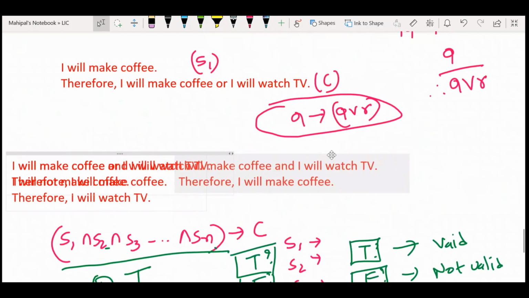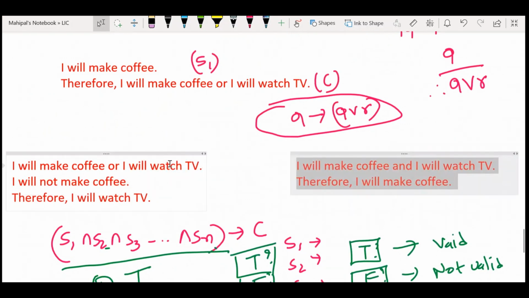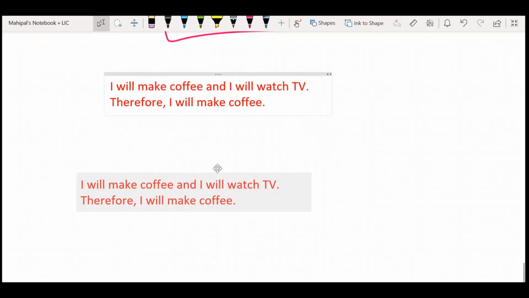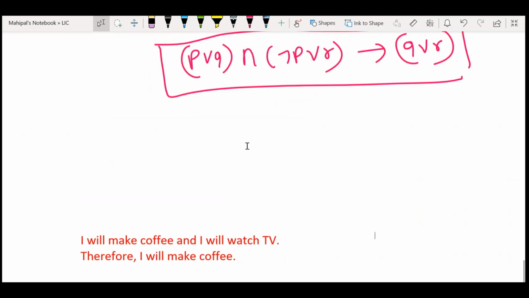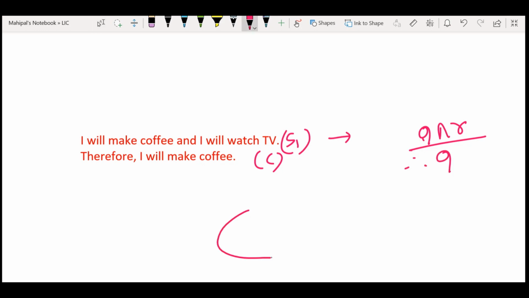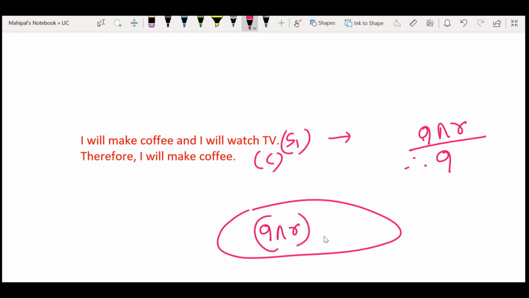And we'll take the remaining 2 examples now. Okay, so next one is this. I will make coffee and I will watch TV. So we will revisit this, don't worry. Can anyone tell me the equivalent representation? This is my statement 1, and then I have the conclusion directly. So what is statement 1? Q and R. And what am I concluding? Q. And which proposition do I need to consider? Q and R implies Q. And what do you think?